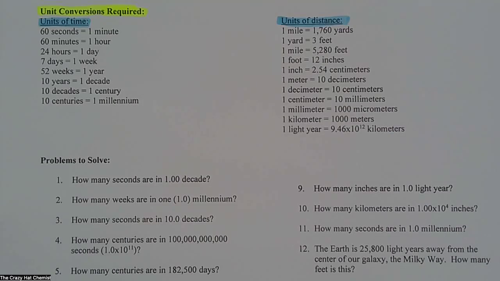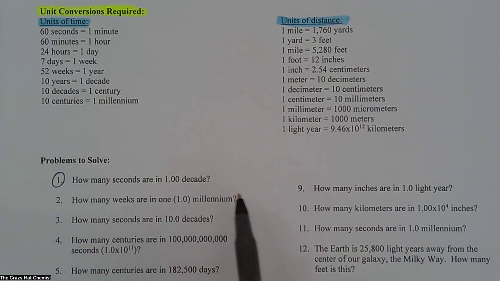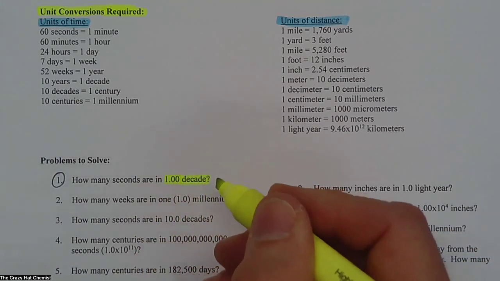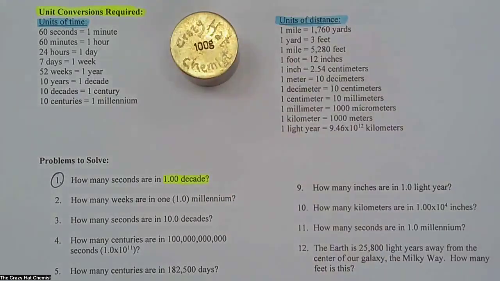Our first problem, problem number 1, says: how many seconds are in 1 decade? One of the key features here is that we are going to start with a number and units. That's how we're going to do this whole process. What is the number that we have in the problem? We have the number 1. And what are the units? It's a decade, and a decade is a unit of time. We're going to take advantage of this and work from here.